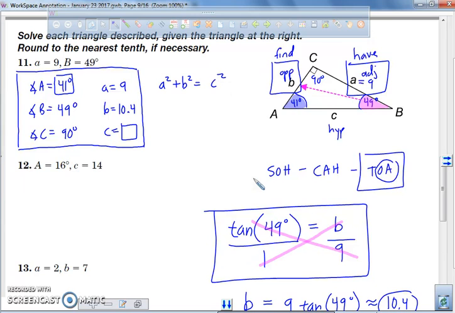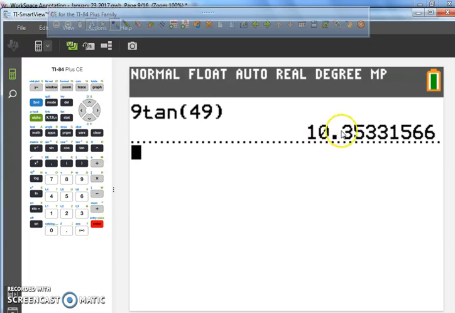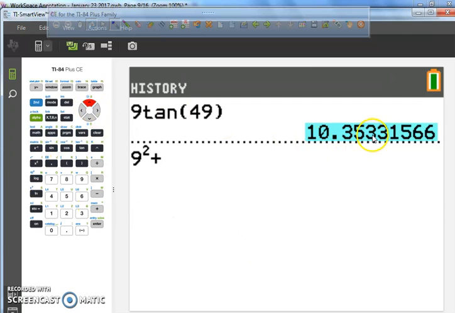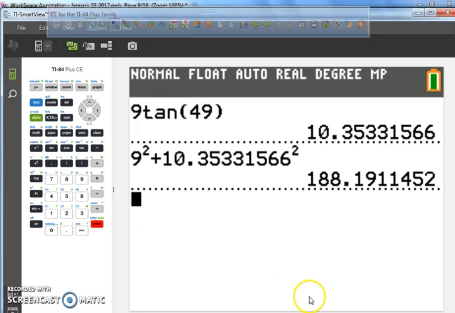I don't actually want you to use the 10.4 when you square it. I want you to use the whole thing. So, here's what I want you to do. When you typed in 9 tangent of 49 and you got that 10.35, what was our a value? Our a value is 9, right? 9 squared plus, I want you to go up and grab the whole thing, and then square the whole thing and press enter.